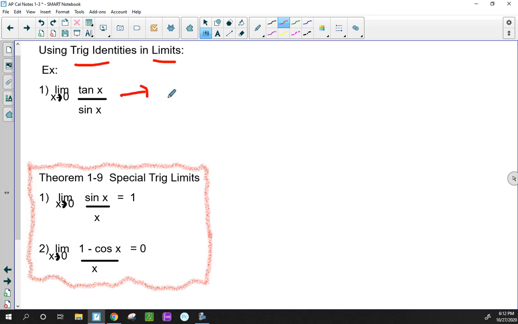So then the next thing you would need to do is translate or transform this using a trig identity. We know from pre-calc that tangent is the same thing as sine divided by cosine. And then the bottom is just sine x. Well, if that's the case, we know how to convert. Sine divided by cosine divided by sine is the same as sine over cosine times 1 over sine. And you can work all that out. I know you know how to do that.